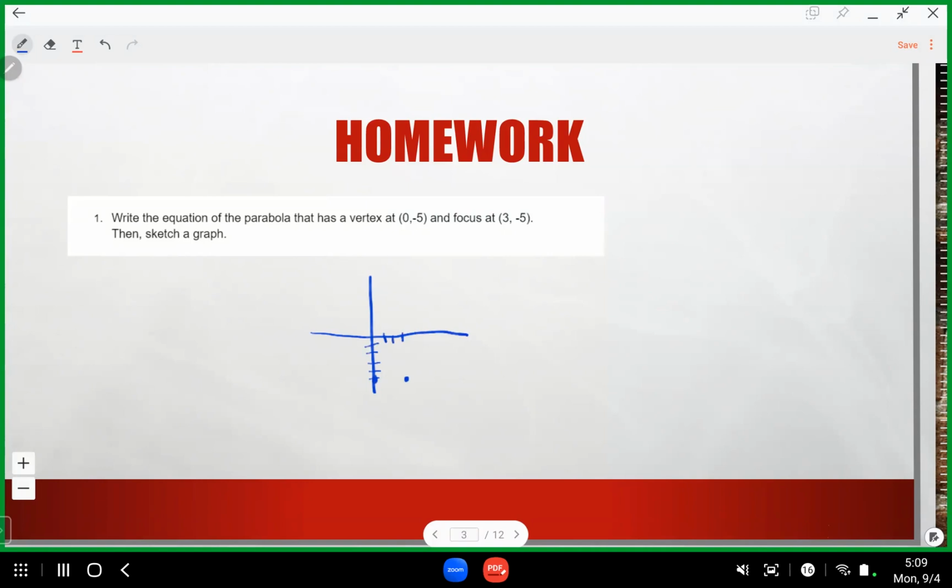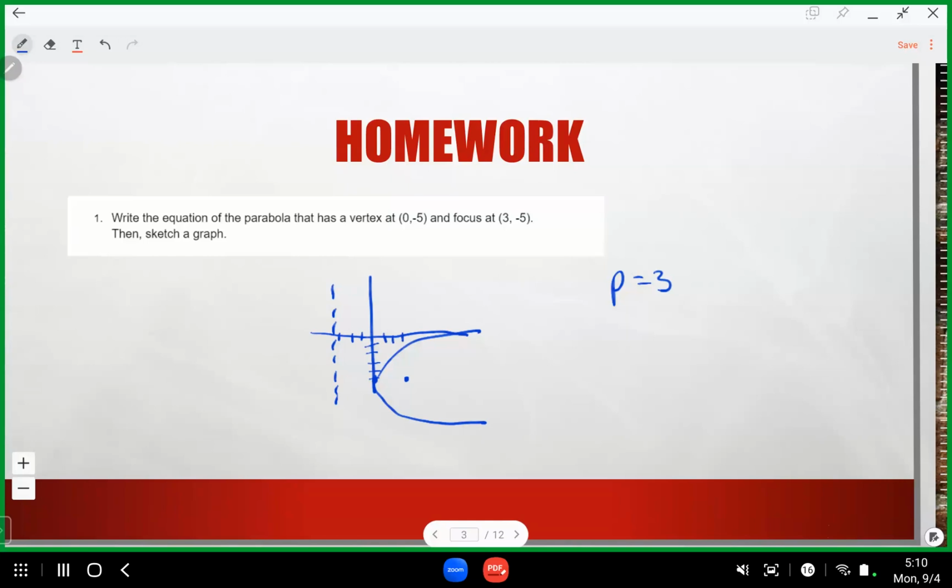So obviously, since the vertex is at 0, -5, it's going to be x. Well, it depends actually, because we don't know what way the parabola goes yet. So, since we know that the distance between the vertex and the focus, p, is equal to 3, therefore the directrix is right here. Therefore, the graph looks like this, and you're going to have a parabola that goes right. If you have a parabola that goes right, then y is going to be squared.